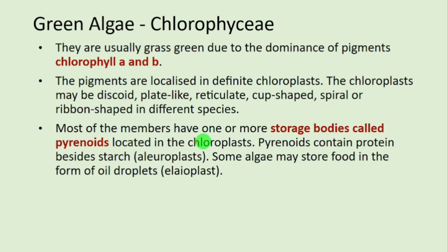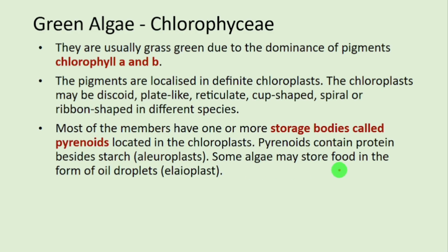Then most of the members have one or more storage bodies called pyrenoids. This is important. It is located in chloroplast. Now there are two other examples also. Pyrenoids contain protein besides starch. So such structures are called eleuroplast.